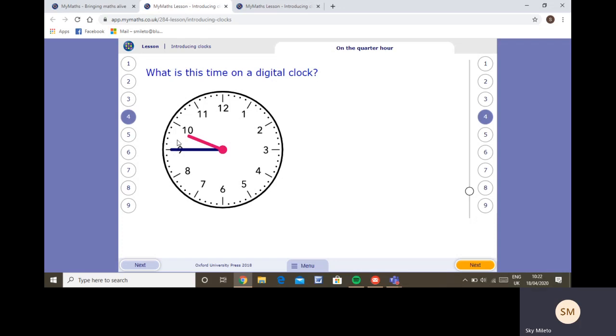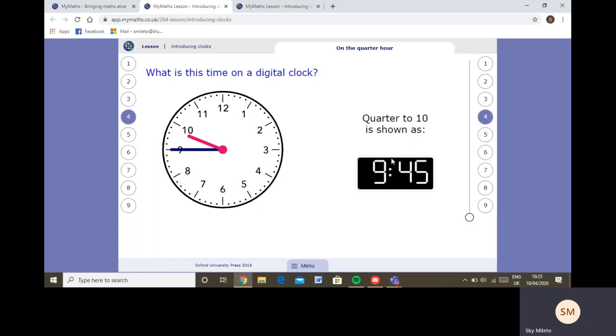9:45. It's very confusing, because a lot of you, I think, might say 10:45 because you can see it's close to 10, but it's not reached the 10 yet. It's still quarter of an hour until 10 o'clock. Okay, if this carried on up here, then it would reach 10 o'clock. It's not there yet, so it's 9:45 or quarter to 10. Let's have a look how it's shown.